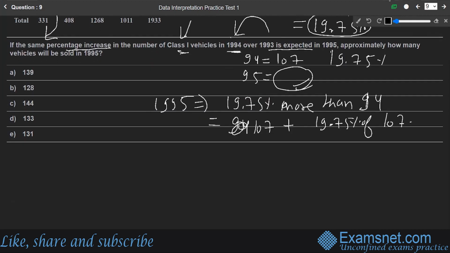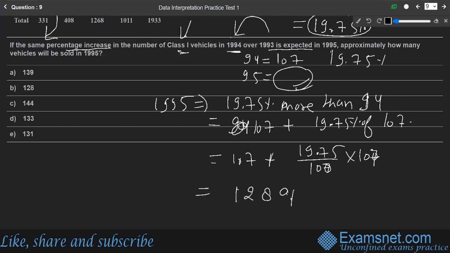If we do it like this, it will be 107 plus 19.75 into 107 divided by 100. And if we solve this further, this is coming out to be approximately 128. So that is available in option number B. So 128 vehicles will be sold in total.